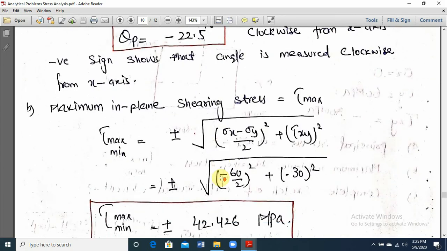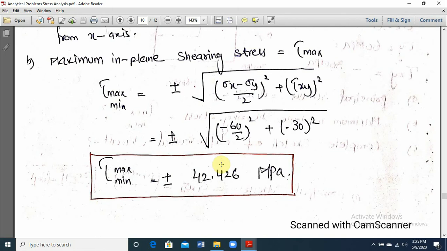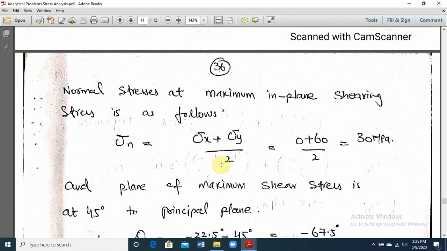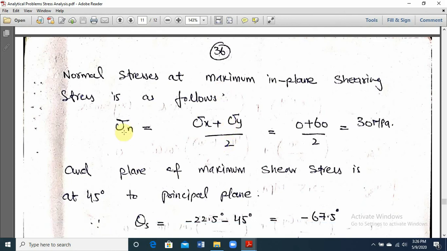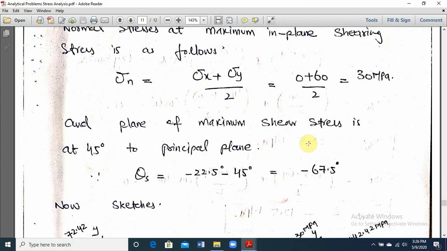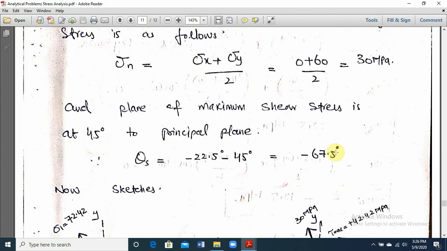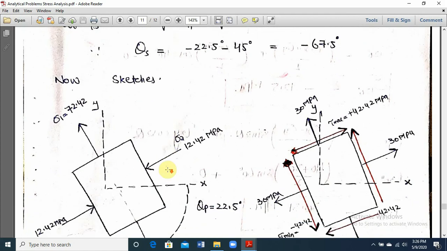For the maximum in-plane shearing stress, you can use the formula tau max equal to plus minus R. We got the value 42.426 megapascal. Normal stress: as we know, there will be no shear stress on the principal plane, whereas there will be a normal stress equal to the average stress at maximum in-plane shearing stress. So we will find that sigma n is equal to (sigma x plus sigma y) divided by 2 is equal to this, and the plane of maximum shearing stress is at 45 degree to the principal plane, so we will have minus 67.5 degree. Now we will draw the sketch.